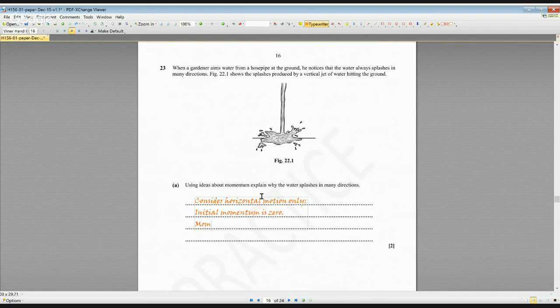And we know also that momentum must be conserved. That's a fundamental law. Momentum has to be conserved. So if there's 0 momentum in the horizontal direction before the water hits the ground, there must also be 0 momentum of the water after it's hit the ground. So if some of it splashes to one side, you must have an equal and opposite amount splashing to the other side to balance it out and ensure that the overall momentum still remains 0 in the horizontal direction.